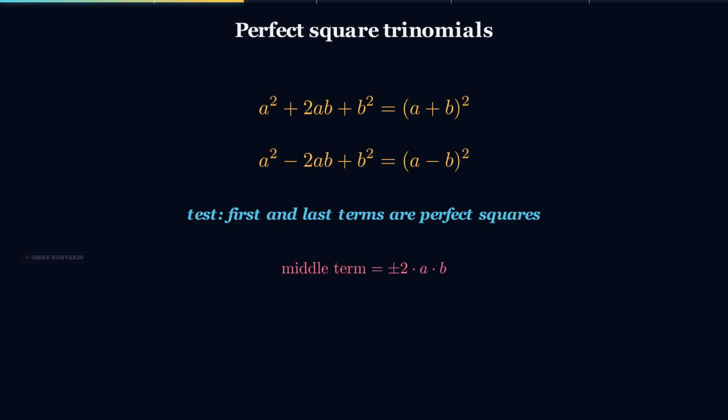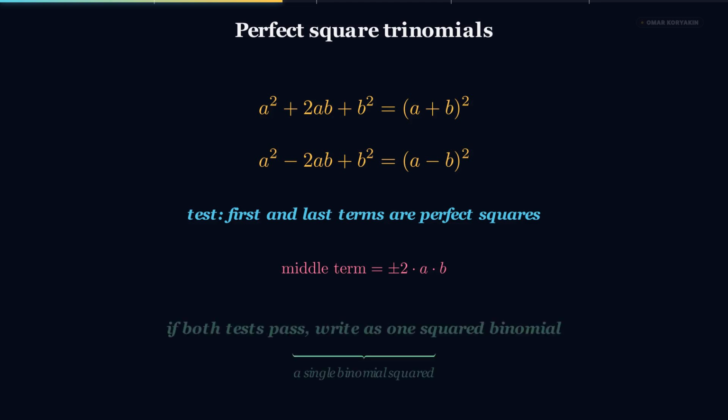The second half of the test checks the middle term against plus or minus 2 times a times b. Multiply the two square root values you identified, double the result, and compare its absolute value to the absolute value of the middle term. The sign of the middle term decides which formula applies.